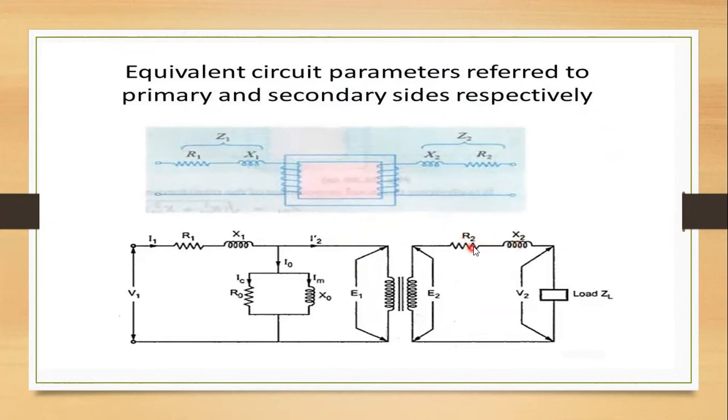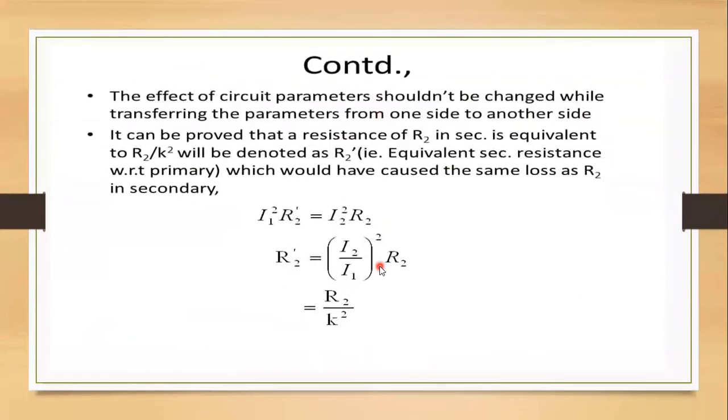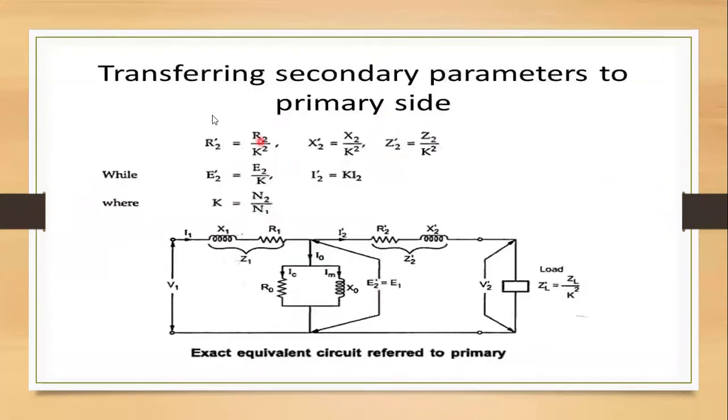If the resistance R2 is converted into the primary side, that is nothing but R2 by K square. So by dividing by the transformation ratio, K, which is nothing but N2 by N1, we convert the secondary side parameters to the primary side. By dividing the resistance by K square, we get the primary side resistance. Like this, transferring secondary parameters to the primary side, R2 dash becomes R2 by K square.